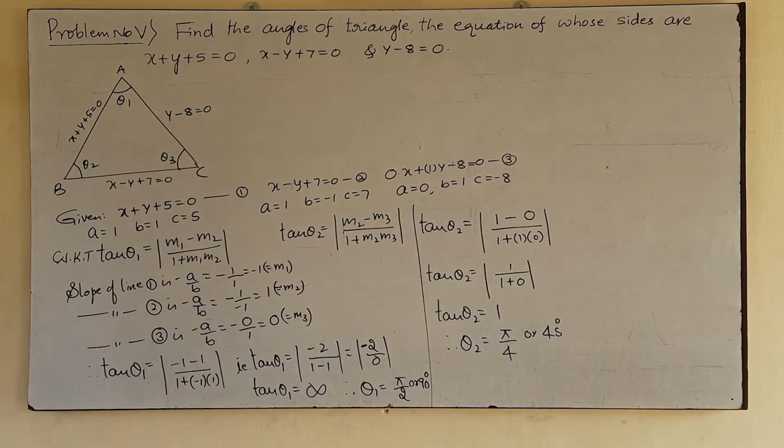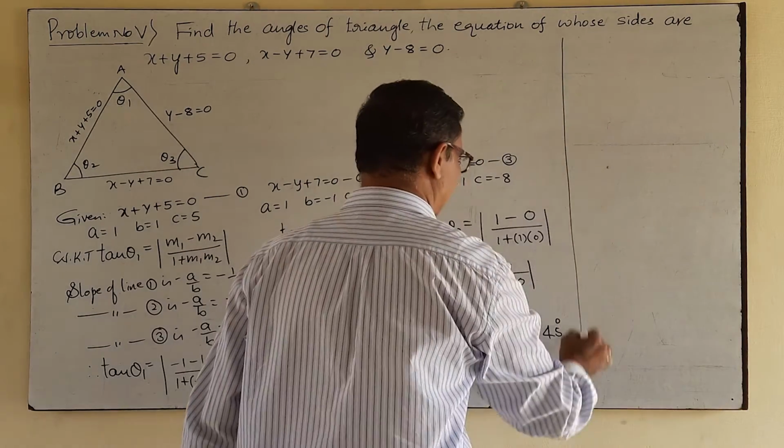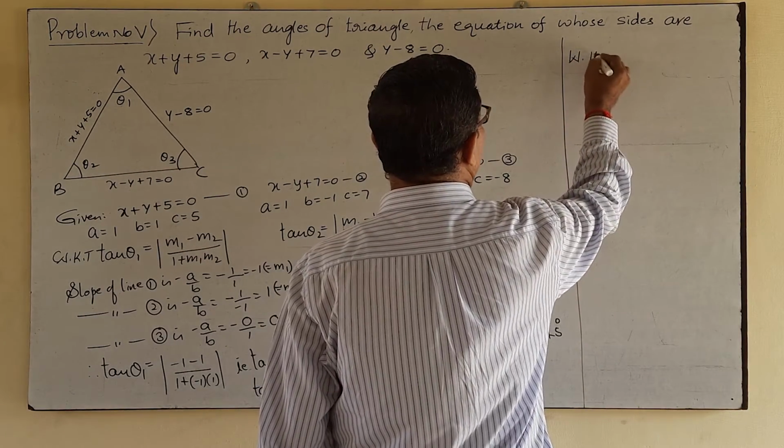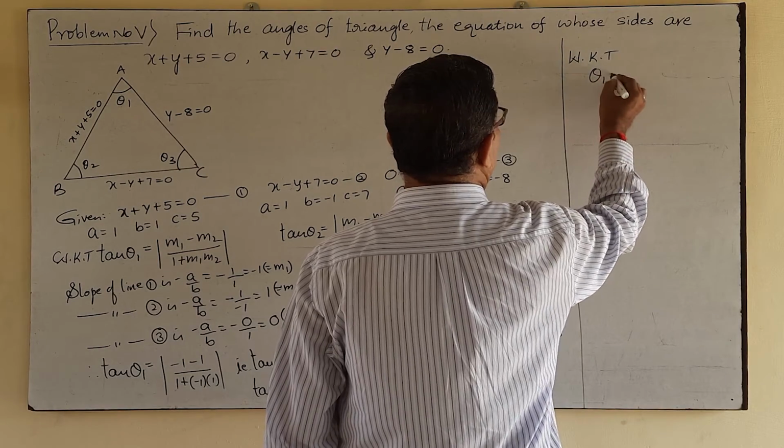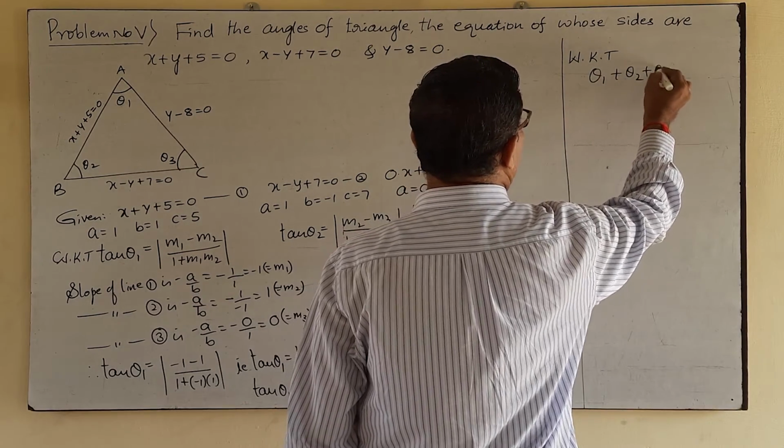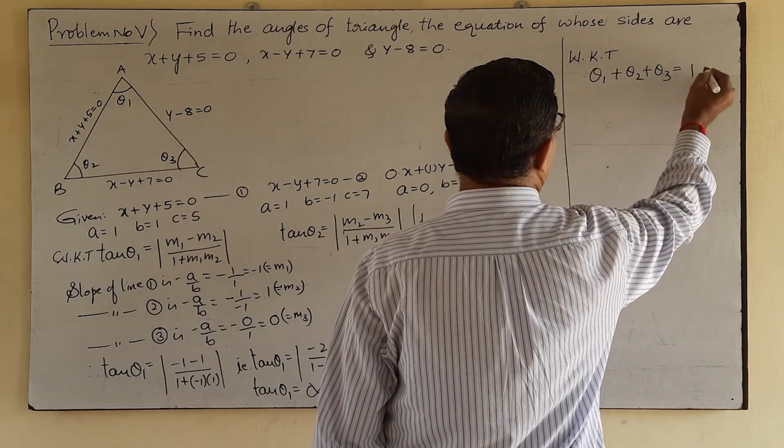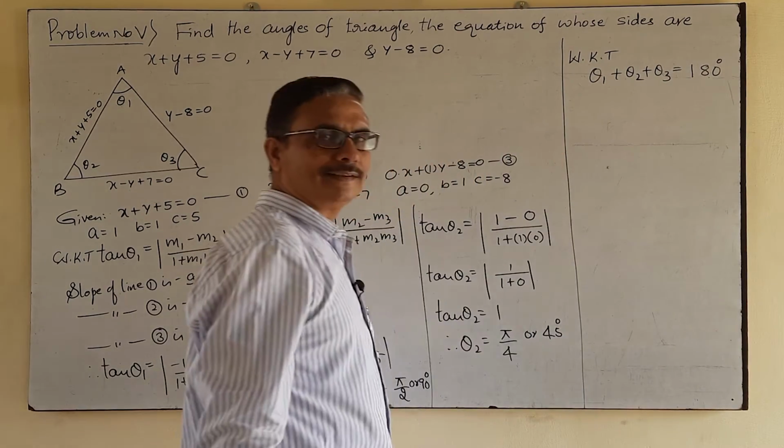Right? To find the remaining angle, we know that the sum of the interior angles, the sum of the three angles, must be 180 degrees, right?